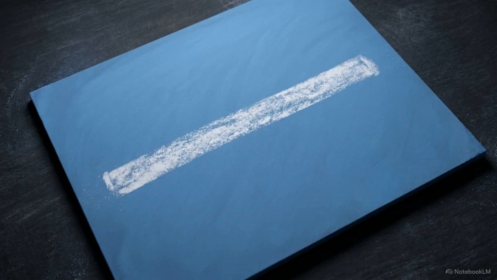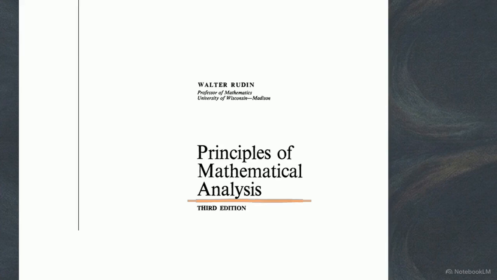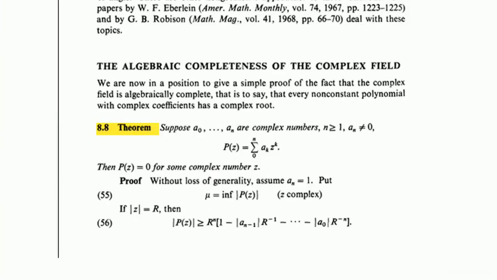By stepping from a one-dimensional line into a two-dimensional plane, equations that were algebraic dead ends now operate in a system where solutions are guaranteed. The challenge is proving that guarantee rigorously. We need to demonstrate that the complex number field is algebraically complete. For that, we turn to Walter Rudin's Principles of Mathematical Analysis. Rudin addresses this in Theorem 8.8.